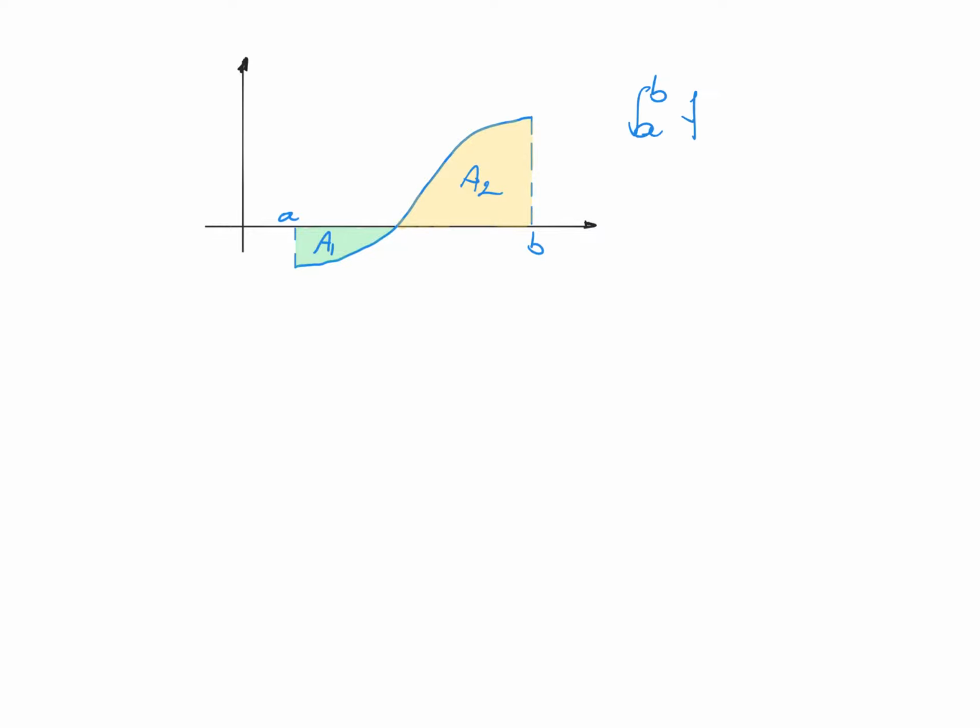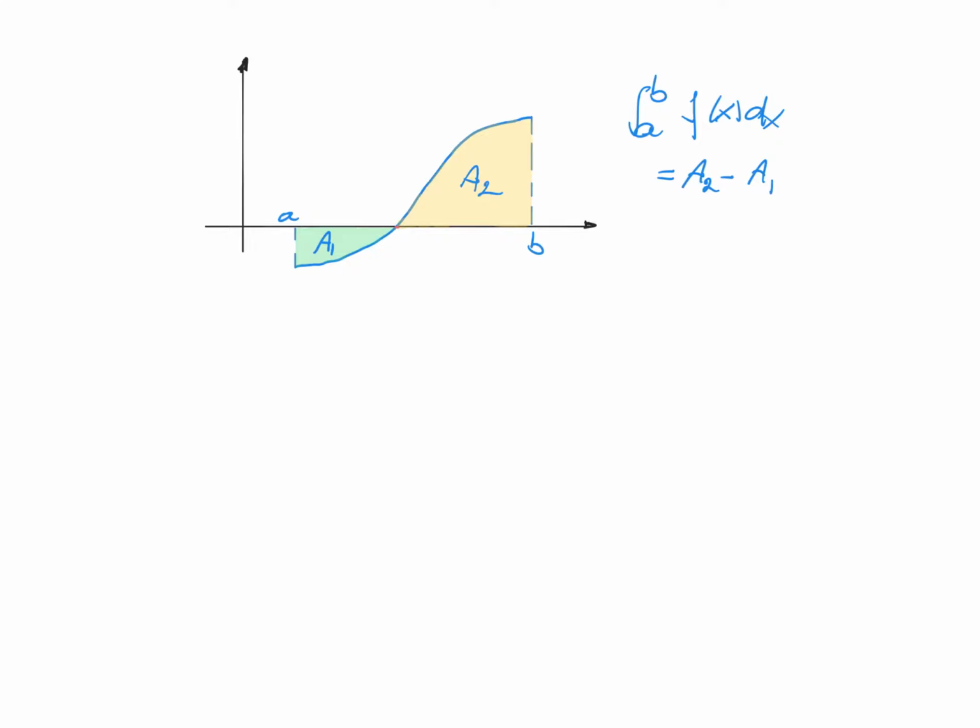If we then have a function which looks like this, you see that there is a positive part and a negative part. And so what we will do is we will split this integral as a part where the area is negative and a part where the area is positive. So we get an area A1 for the negative part and an area A2 for the positive part. In this case, the integral between a and b of f of x dx is equal to the area A2 minus the area A1. Why is this?